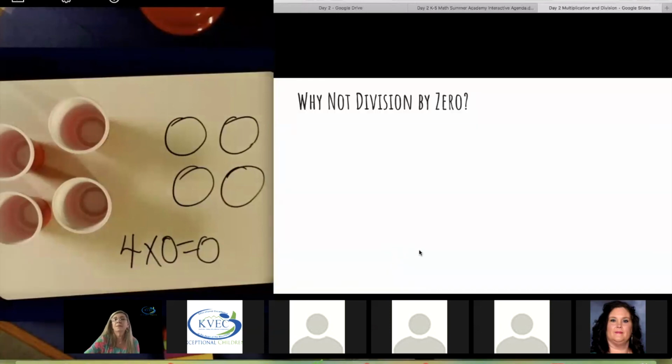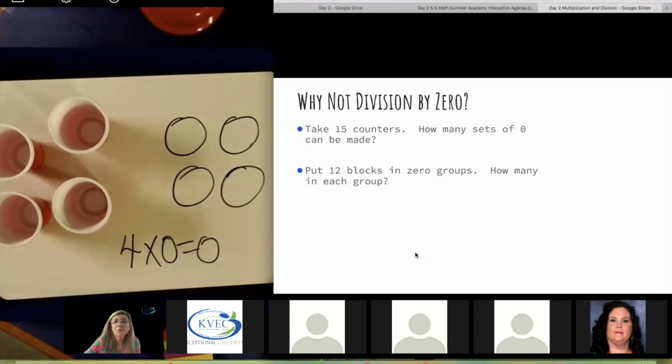So why not division by 0? If you take 15 counters, how many sets of 0 can be made? Does that even make sense? That's why we can't divide by 0. Put 12 blocks in 0 groups. That's what Stephanie was saying earlier. We can't have 0 groups either.